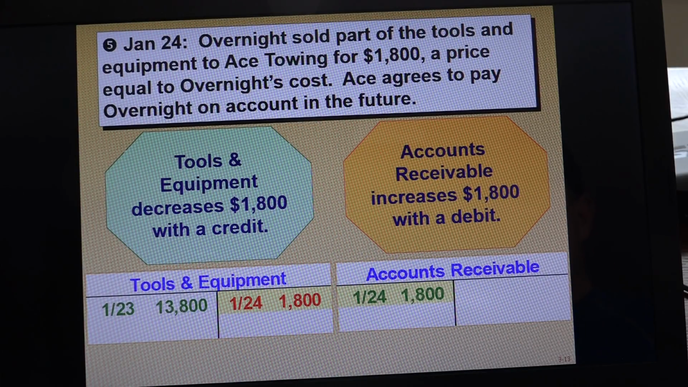So they decrease equipment by crediting it $1,800, but we create another asset ledger account called accounts receivable and debit it. And understand, when you're doing these journal entries, you debit first and then credit second. So actually you would debit accounts receivable first and then you would credit tools and equipment.